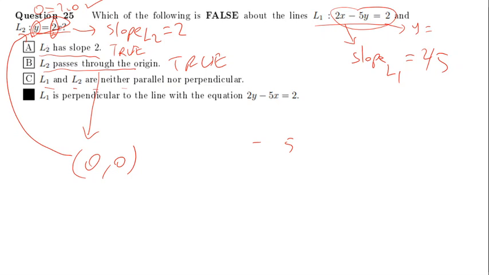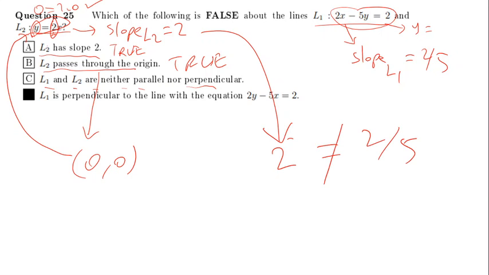Now, L1, L2 are neither parallel nor perpendicular. That is also true. Why? Because the slope here is 2, and the slope here is 2 over 5. They're not same, so they're not parallel.